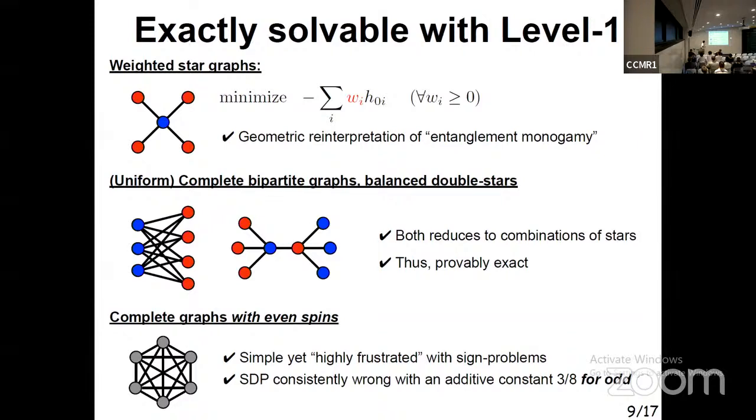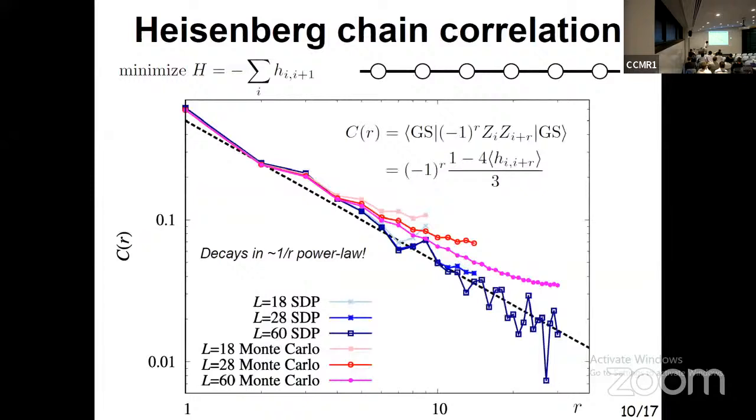The interesting case is when you have a complete graph, an all-to-all uniformly connected graph. If the number of qubits is even, then we can prove that level 1 gets it exact. And for an odd number of qubits, it always gives this 3/8 error for some reason, which we can prove for level 1. So there's a big difference in terms of parity for the complete graph case. Okay, running out of time.